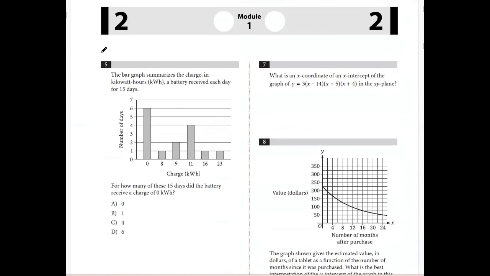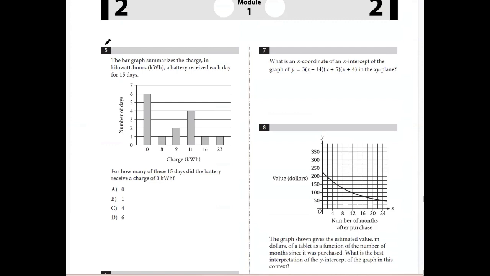Number five, the bar graph summarizes the charge in kilowatt hours a battery received each day for 15 days. For how many of these 15 days did the battery receive a charge of 0 kilowatt hours? Obviously, if you look here, it's 6. So D as in David is the correct answer.